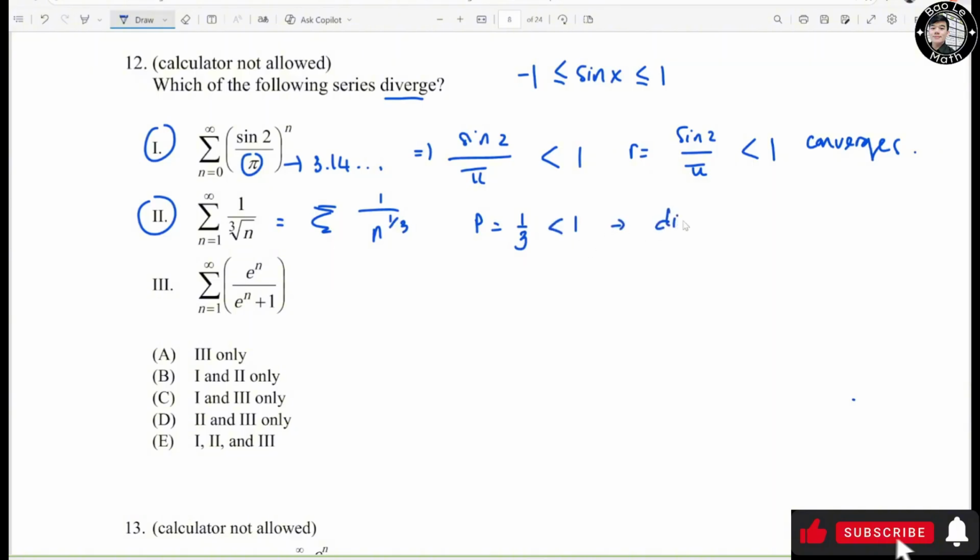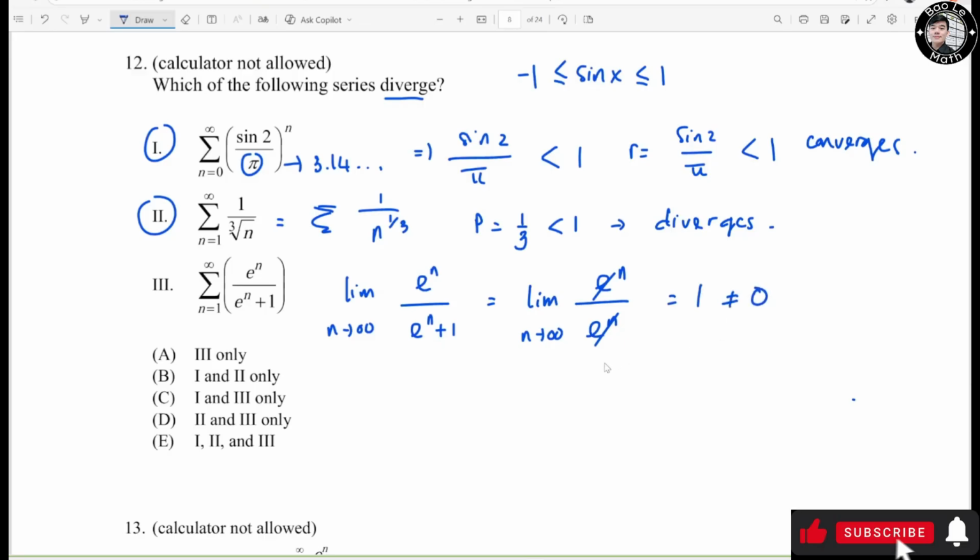Then the series diverges by the p series test. Now number 3, we're going to take the limit of e to the n over e to the n plus 1 when n approaches infinity. It's actually the limit of e to the n over e to the n when n approaches infinity by relative growth rate, right? So this cancels out, the answer is 1, which is not equal to 0, right? So by the nth term test, this series diverges. So the answer must be 2 and 3, which is D.